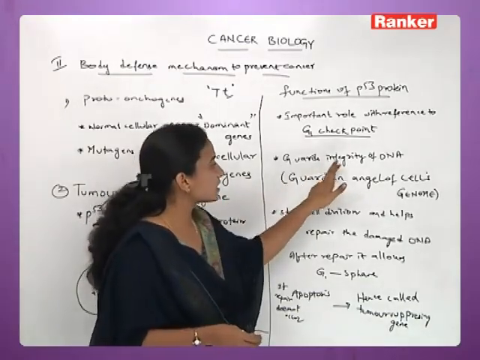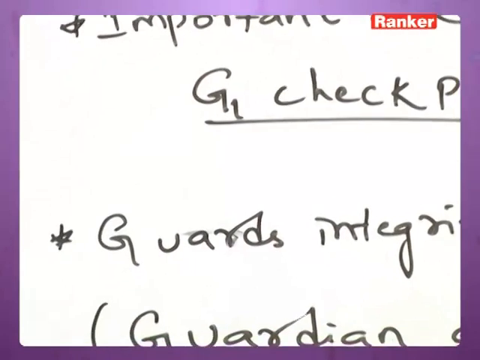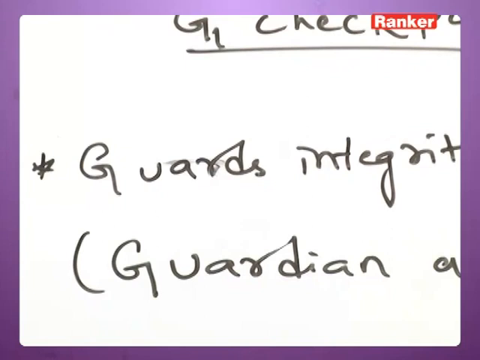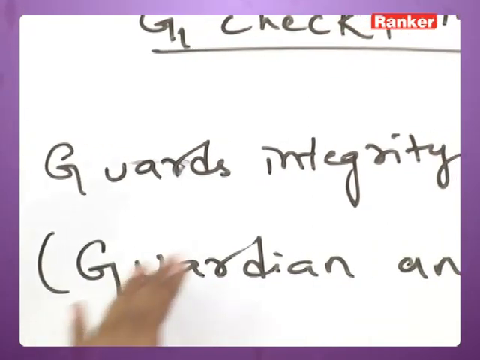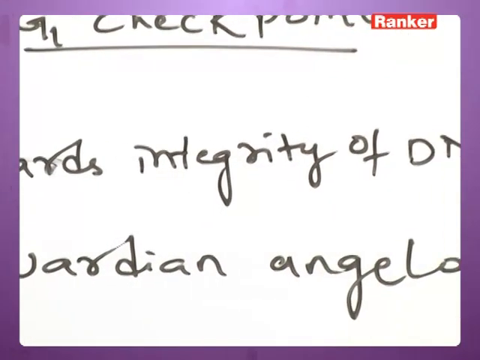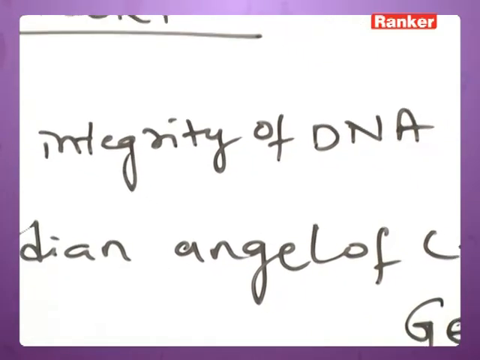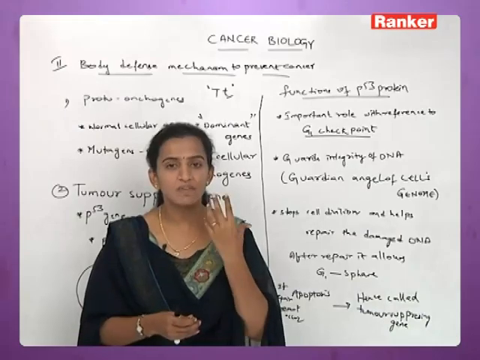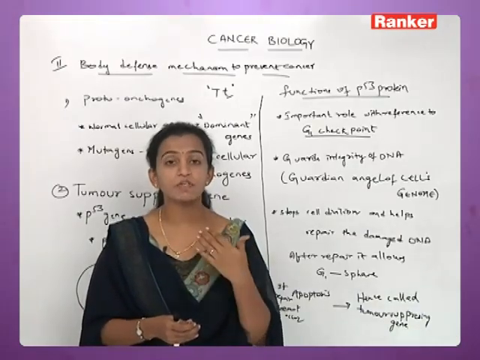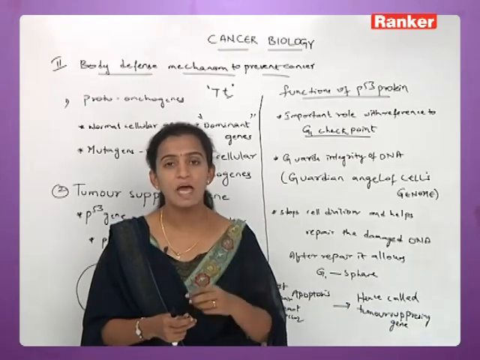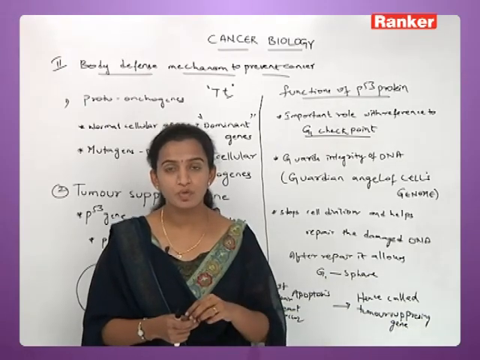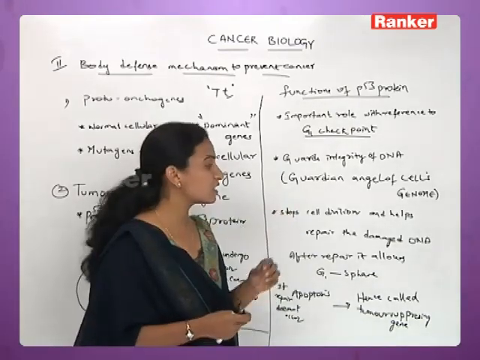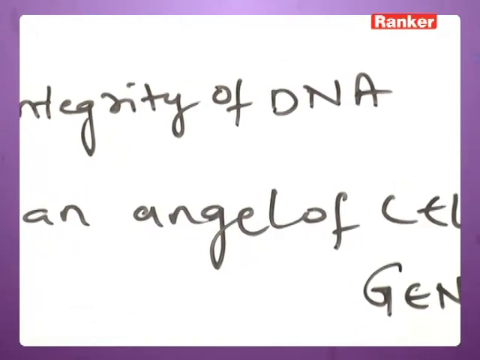Now, it guards the integrity of the DNA, and it sees whether the DNA is properly integrated or present, or if the base pairs are clearly present or not. Now, guardian angel of the cell's genome. So that is the reason this P53 is called the guardian angel of the cell's genome. Why? Because that is the one which checks whether each and every cell is properly present. If at all it is not properly present, or if it is damaged, it sends them for the apoptosis, or it actually repairs the cells. So that is the reason it is called the guardian angel of the cell's genome.